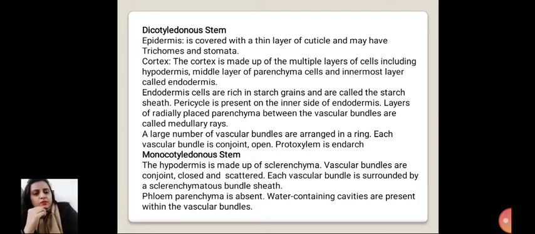Monocotyledon stem, that is, what is the difference in monocot stem? The hypodermis is made up of sclerenchyma. Vascular bundles are conjoint closed. There is no vascular cambium. There are no cambium cells. And scattered, each vascular bundle is surrounded by a sclerenchymatous bundle sheath. Phloem parenchyma is absent. Water containing cavities are present within the vascular bundles.